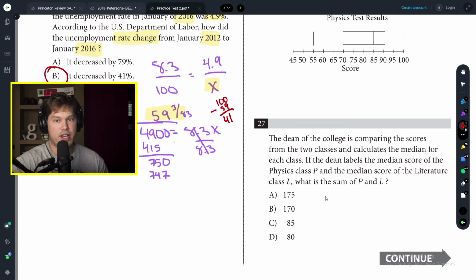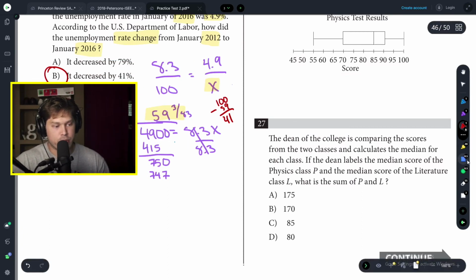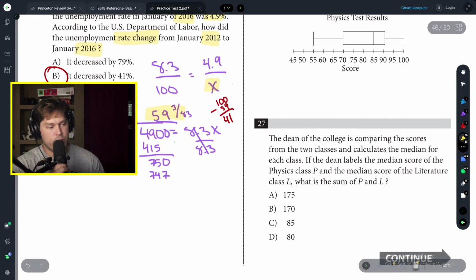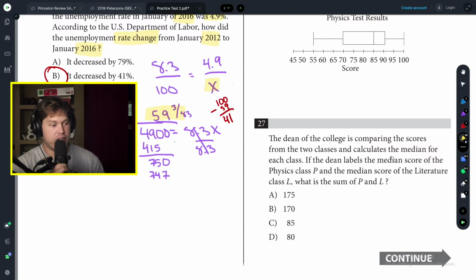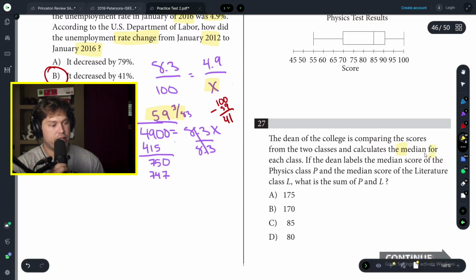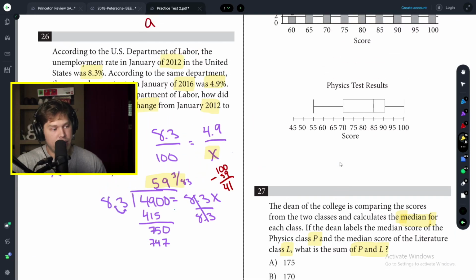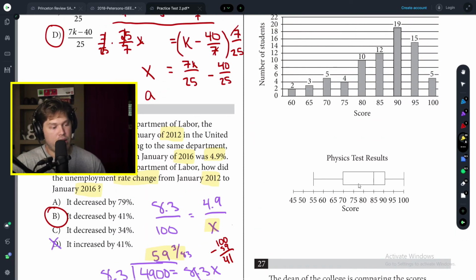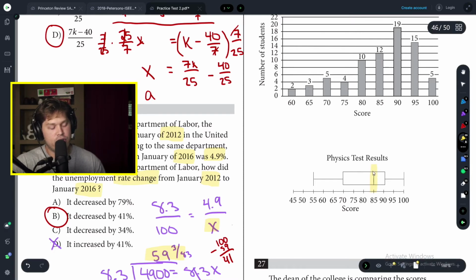Number 27. So here it looks like we have some data interpretation. It says the dean of the college is comparing the scores from 2 classes and calculates the median for each class. If the dean labels the median score of the physics class P and the median score of the lit class L, what is the sum of P and L? So we're looking for the median of both of these graphs. The median of a box and whisker graph is just this middle line. So the median for the physics class is 85.